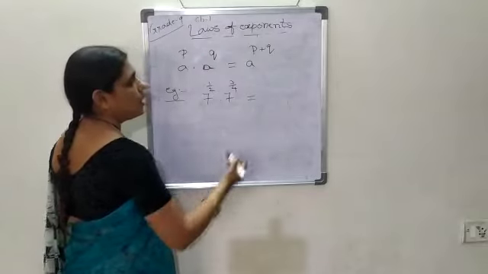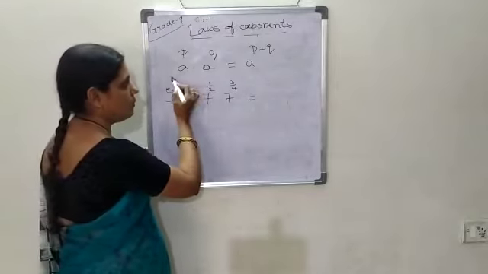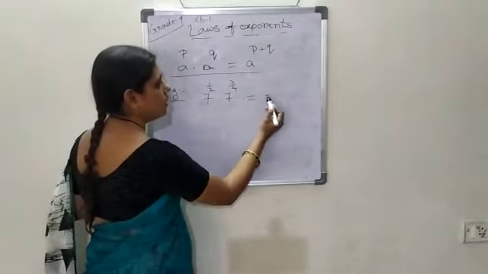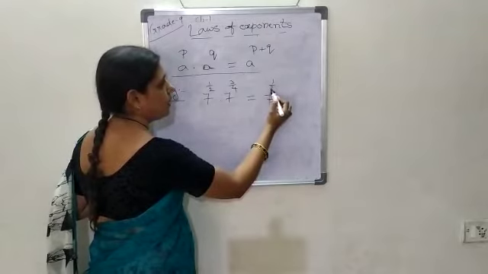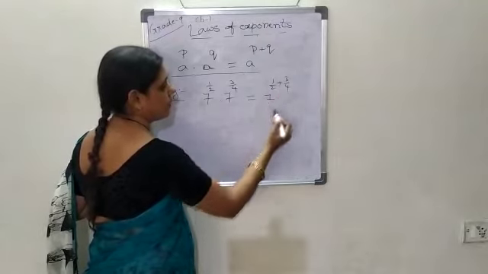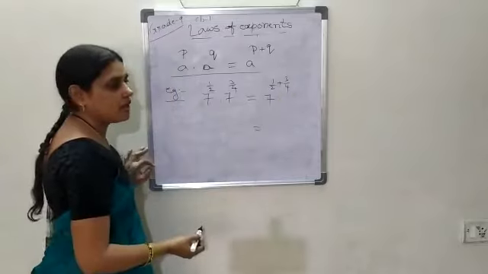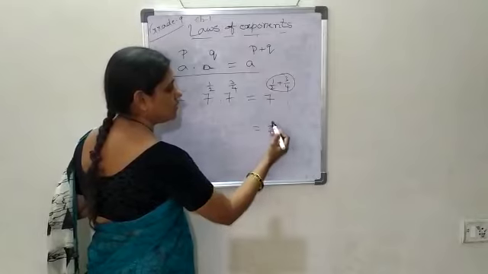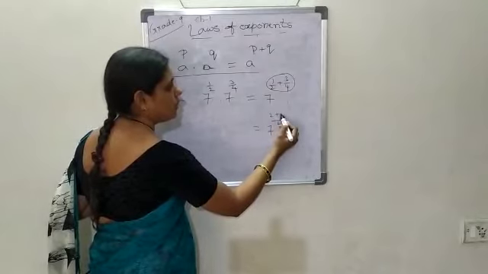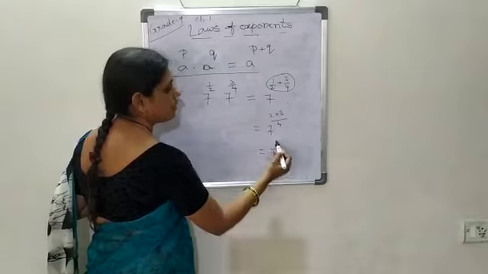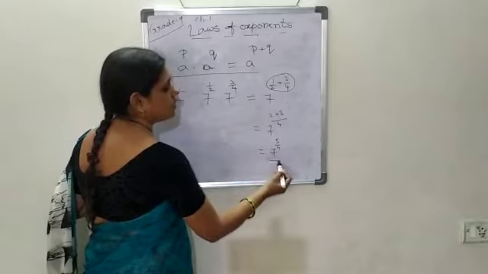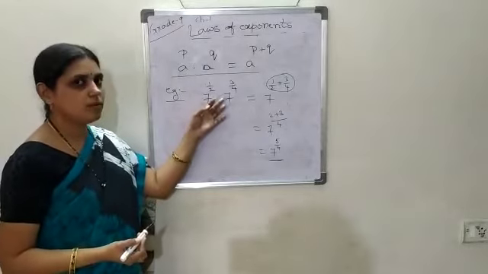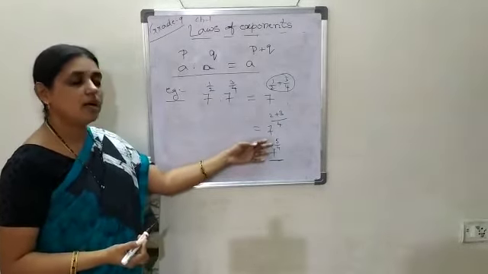So how to simplify this? Using this law, a power p into a power q equal to a power p plus q, that is 7 to the power 1 by 2 plus 3 by 4. Since these two are rational numbers, to simplify this part we have to take the LCM. LCM is 4. Now 2 plus 3, that is 7 to the power 5 by 4. So this is the final answer. Means 7 to the power 1 by 2 into 7 to the power 3 by 4 equal to 7 to the power 5 by 4.